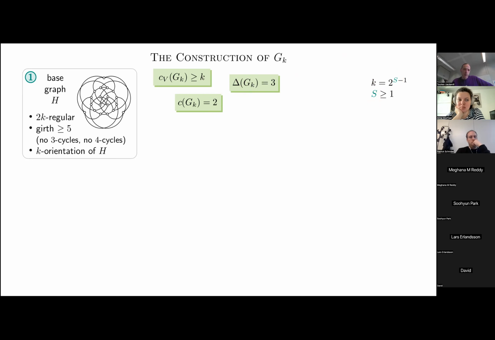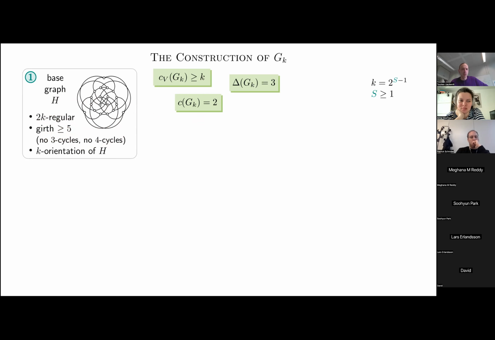What is the first step? First step is we take what we call a base graph for the construction, and let me call it H. This is going to be a graph that is 2k regular. So k is some number, some power of 2 actually. So think of 2 in this case. So then it's a 4 regular graph. And it should have what we call girth at least 5.